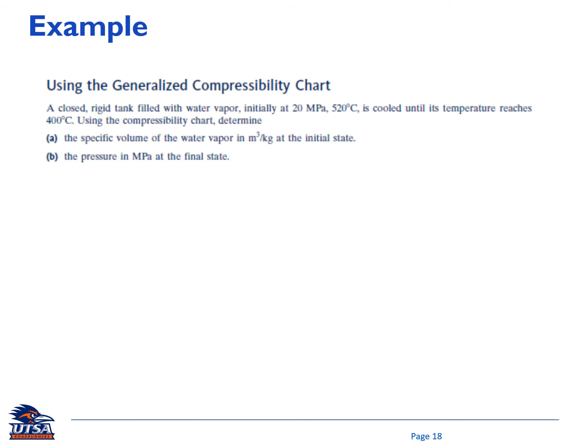Then, using the compressibility chart, determine, first, the specific volume of the water vapor in cubic meter per kilogram at the initial state, so at 20 megapascal and 520 degrees C. And the second question is the pressure at the final state in megapascal. A closed rigid tank means there is no transfer of mass in the system. Rigid means there is no change of volume.